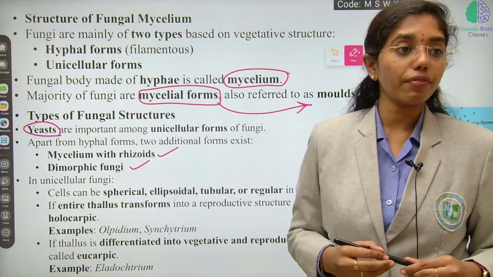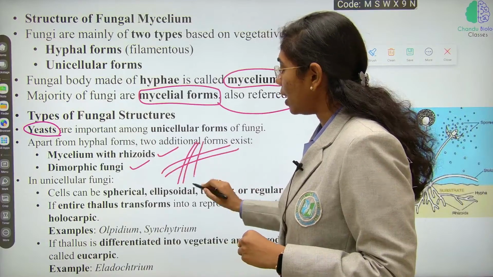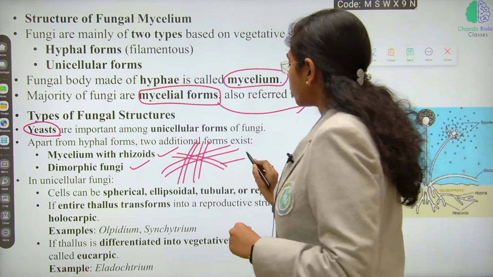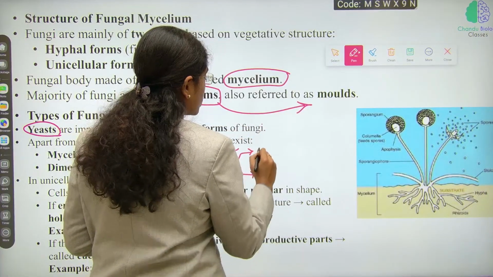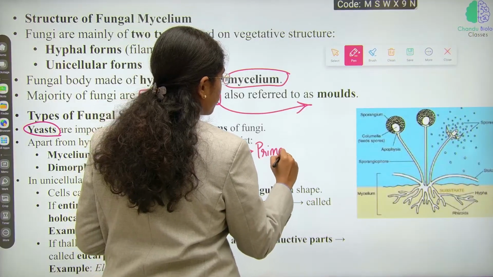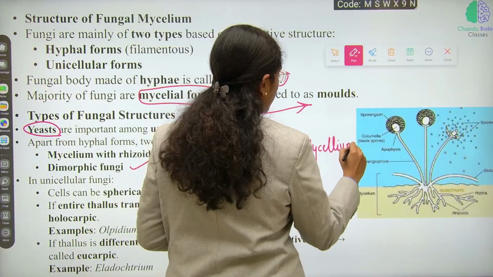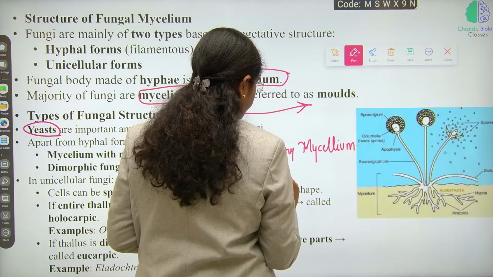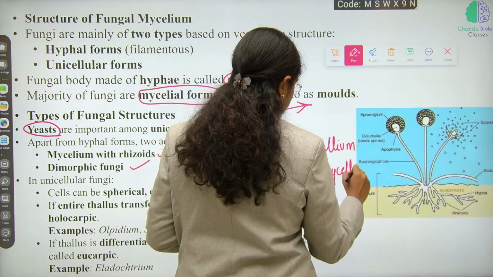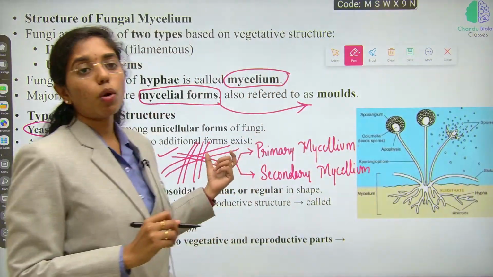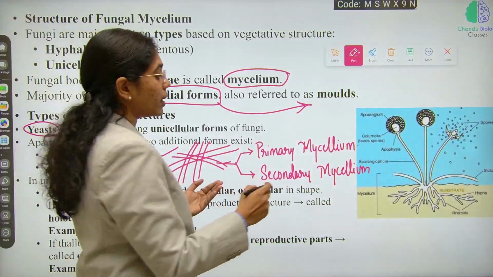What is dimorphic fungi? A single fungal body has two structures. What are those two structures? Primary mycelium and secondary mycelium. Primary mycelium is the fungal body before giving rise to the spore. Secondary mycelium will give rise to buds.